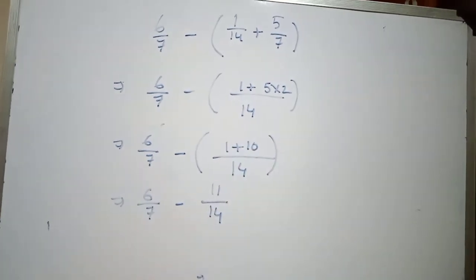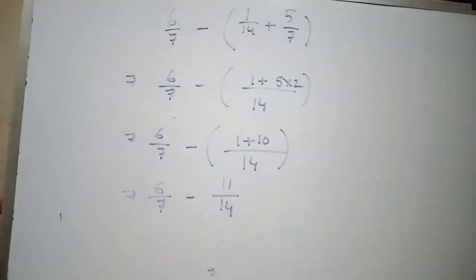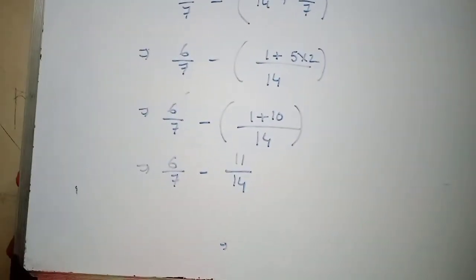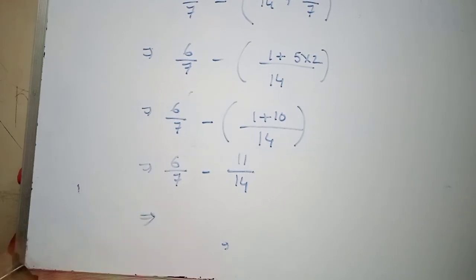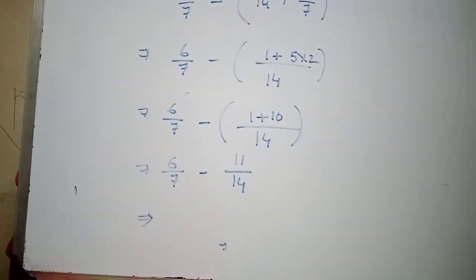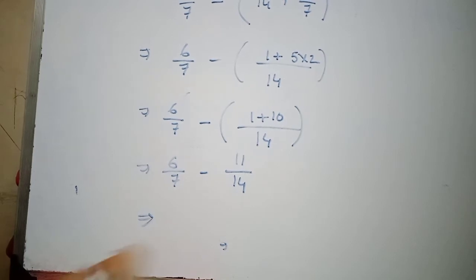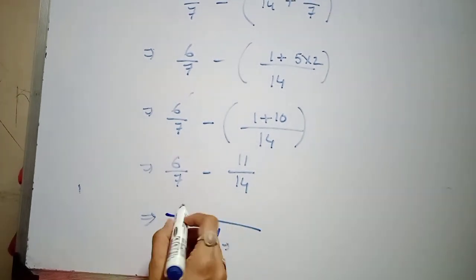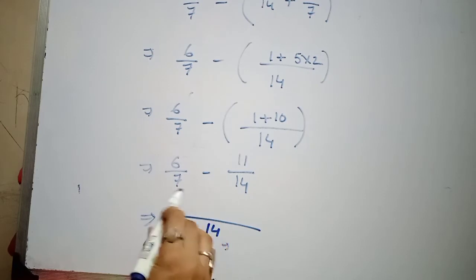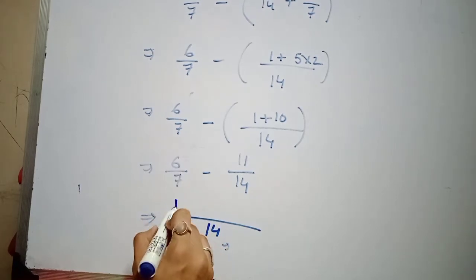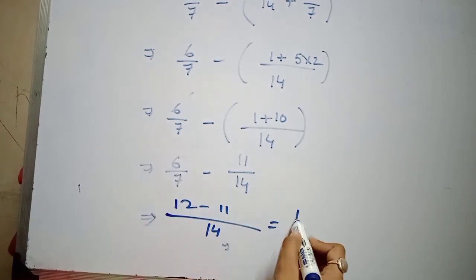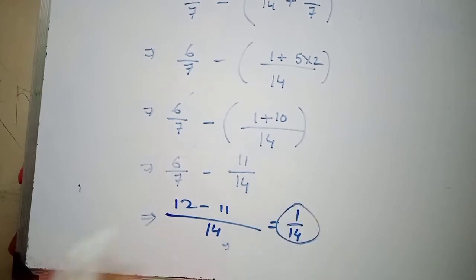Now here also we have to find the LCM, because 7 and 14 are in the denominator. The LCM of these two numbers will be 14. 14 divided by 7 is 2. 6 into 2 is 12 minus 11. So we get 1 by 14. That is our answer.